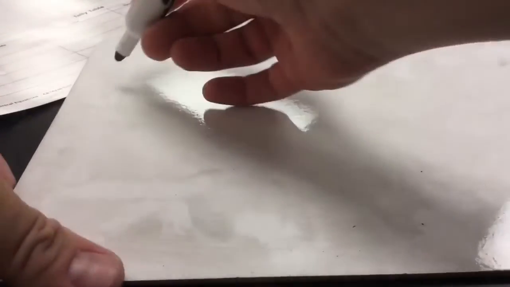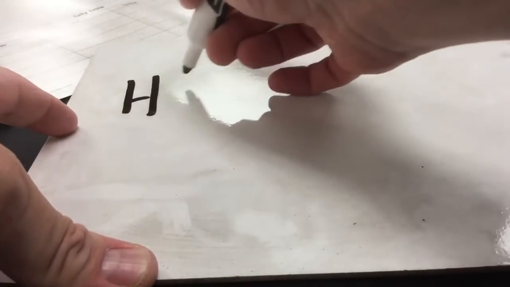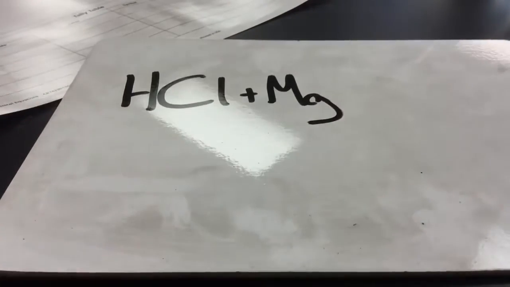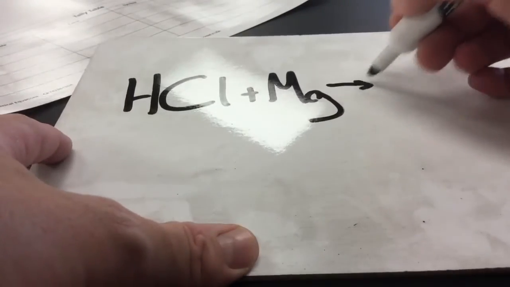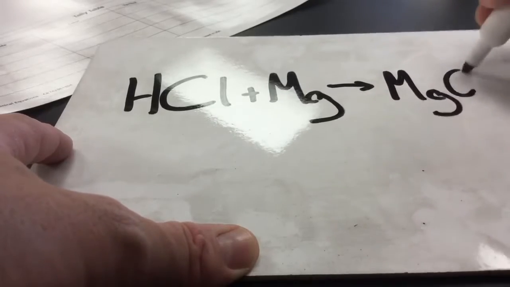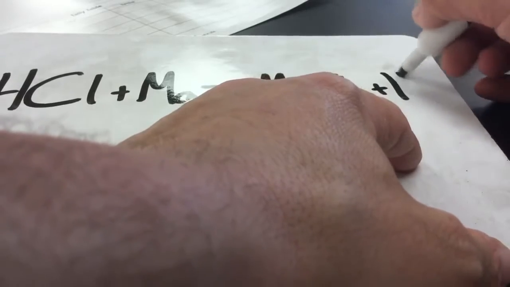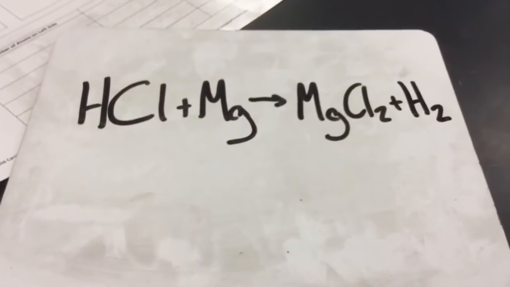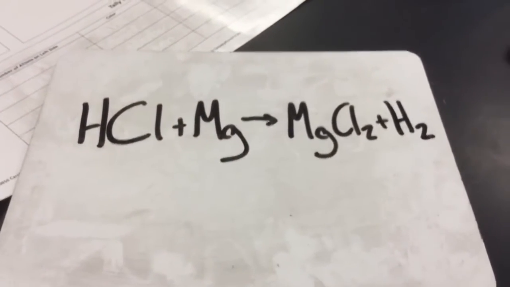So again, on paper, we use a chemical equation to represent the reaction between different chemicals. What you just witnessed was hydrochloric acid, HCl, reacting with magnesium to produce magnesium chloride and hydrogen gas. So we use the chemical symbols to represent the chemicals in the reaction.